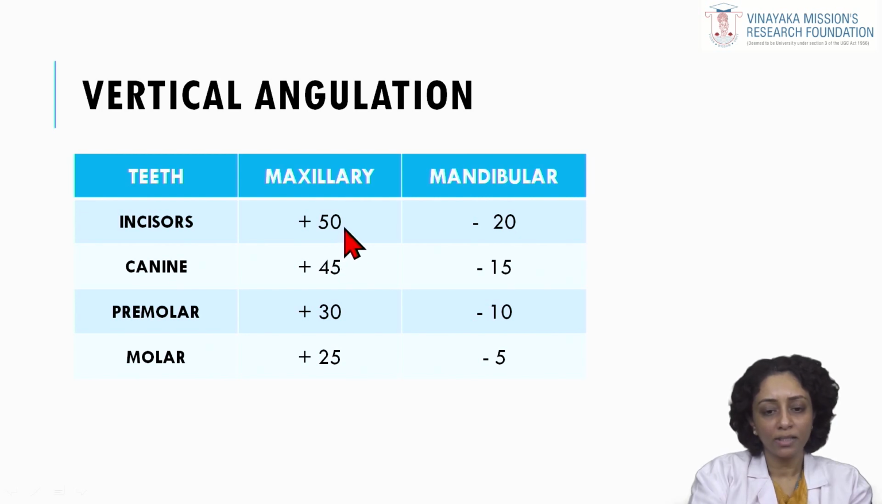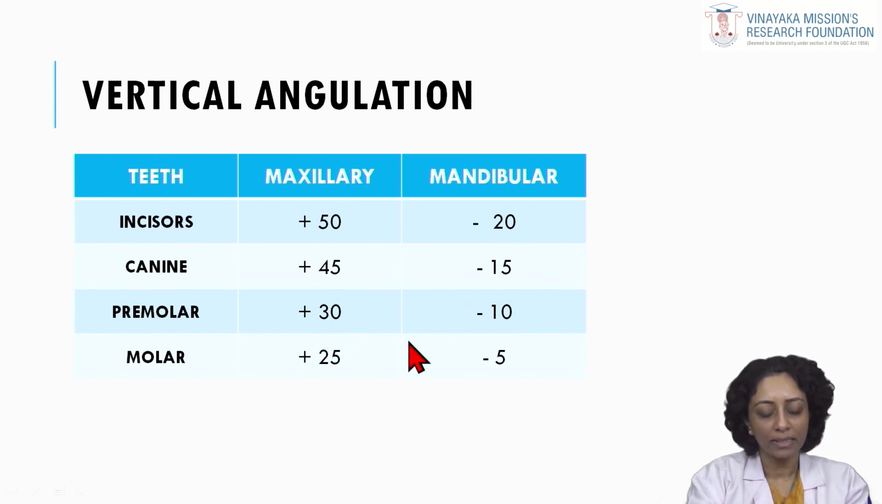So for incisors, maxillary central incisors or lateral incisors, the angulation for maxillary teeth is denoted with plus 50 degrees, whereas for mandibular incisors it is minus 20 degrees. For canine it is plus 45, and for mandibular canine it is minus 15 degrees. For premolars it is plus 30 degrees, and for mandibular premolars it is minus 10 degrees, and the molars will be plus 25 degrees for maxillary, and for molars in the mandible it will be minus 5 degrees.